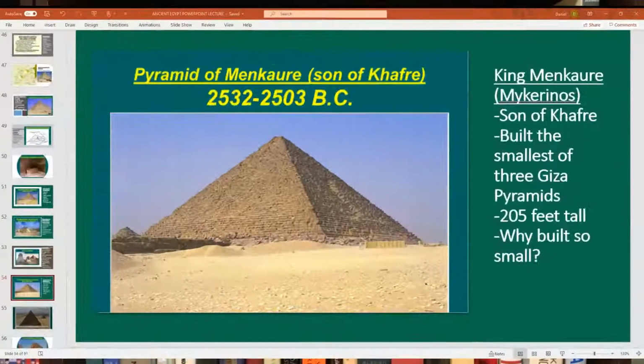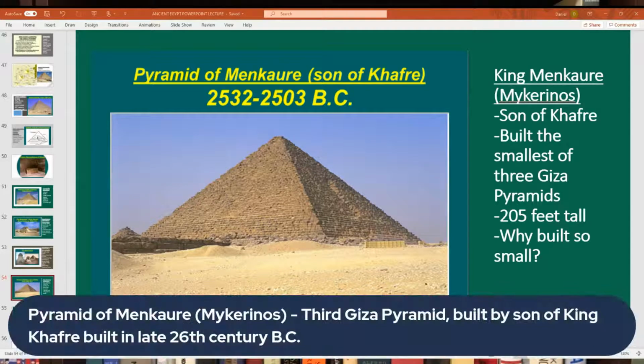Also, I want to move on. I want to talk about as well, they have Menkaure, Pyramid of Menkaure. He's another famous pharaoh of the 4th dynasty, the son of Khafre. He's got a pyramid as well, which this one, of course, is not as famous as the other two pyramids that were built at Giza. It's called Pyramid of Menkaure, or also Mykerinos, is his other name that he goes by. Built in the later part of the 26th century.